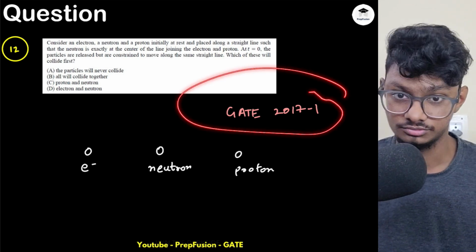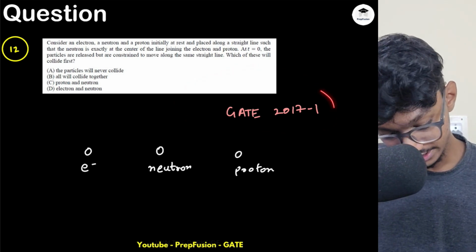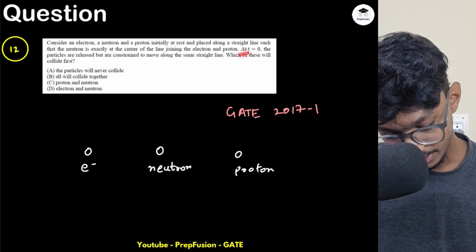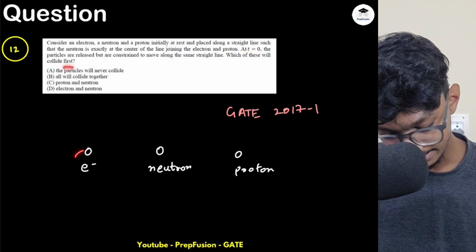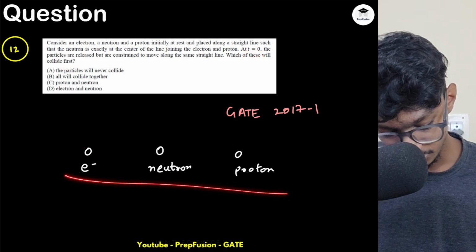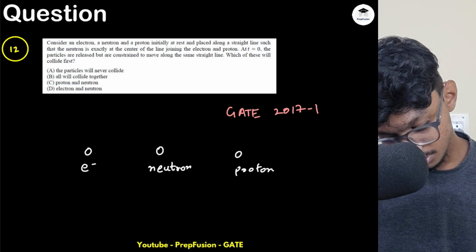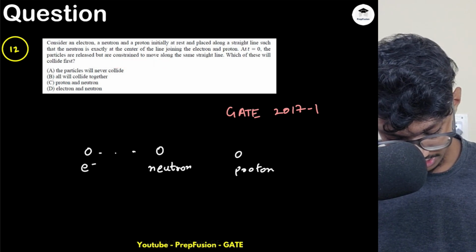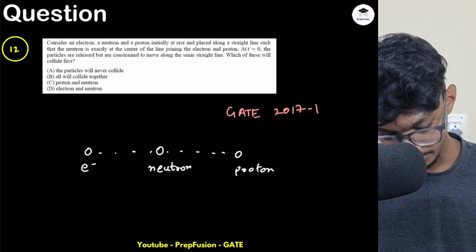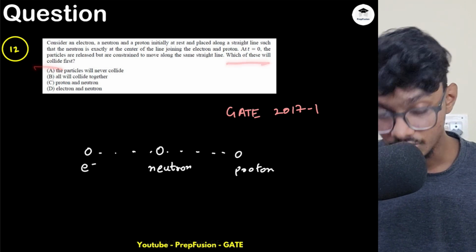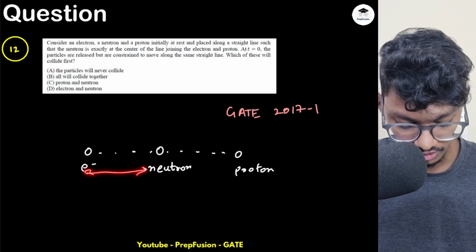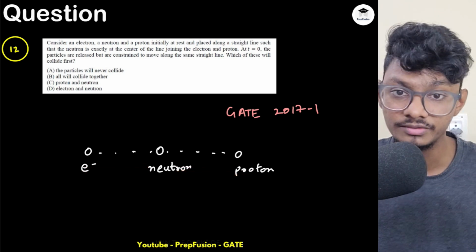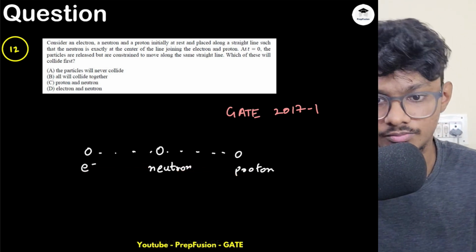This is a GATE question. These types of questions do come, and this is a recent question. At t equal to 0, the particles are released, but are constrained to move along the same straight line, the line joining them. Which of them will collide first? Will the electron and neutron collide first, or the neutron and proton? Which of them will actually collide first? That is the most important component here.